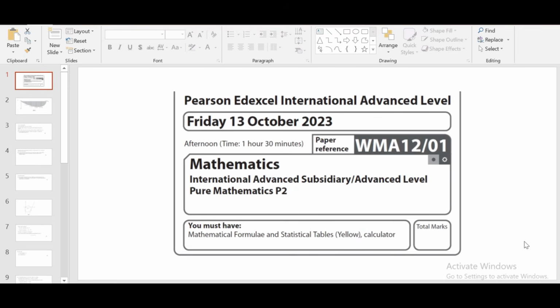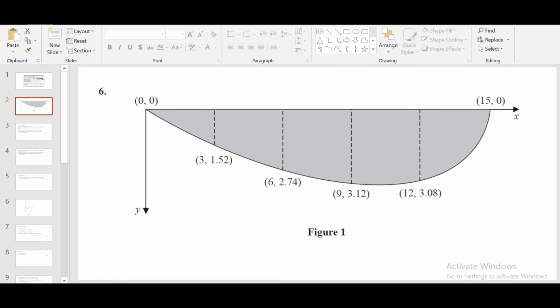In the previous video we solved October 2023 Pure Math 2 paper question number 1 to 5. Here we are going to continue with question number 6. In question number 6 you have a diagram given and then read the question.